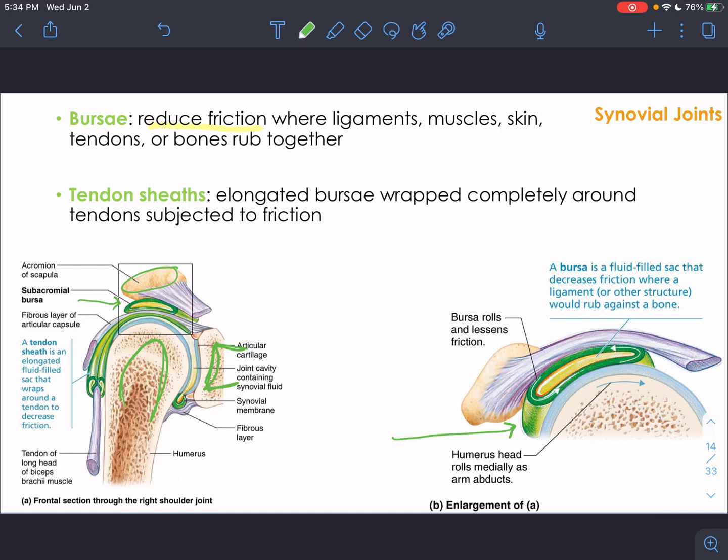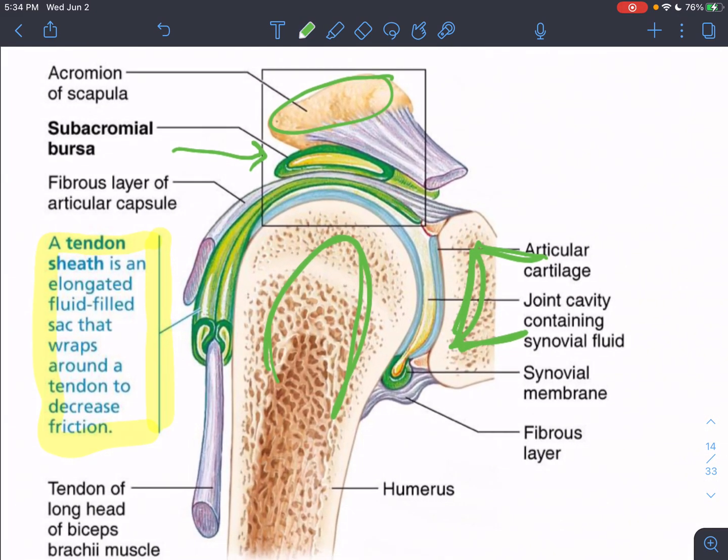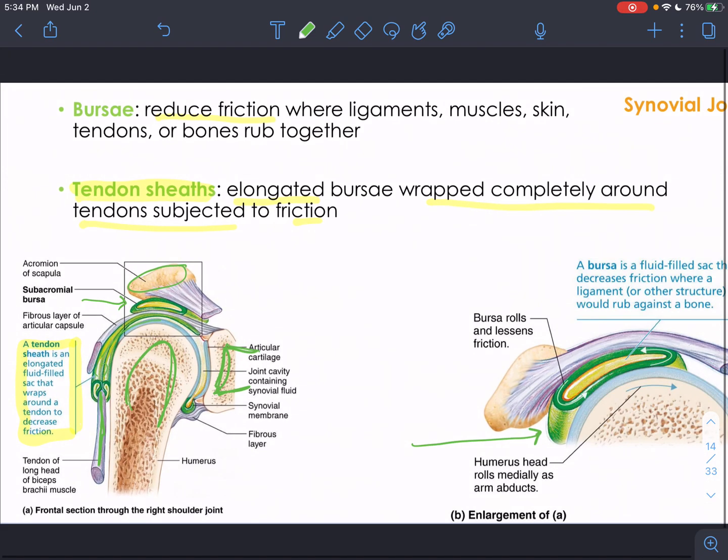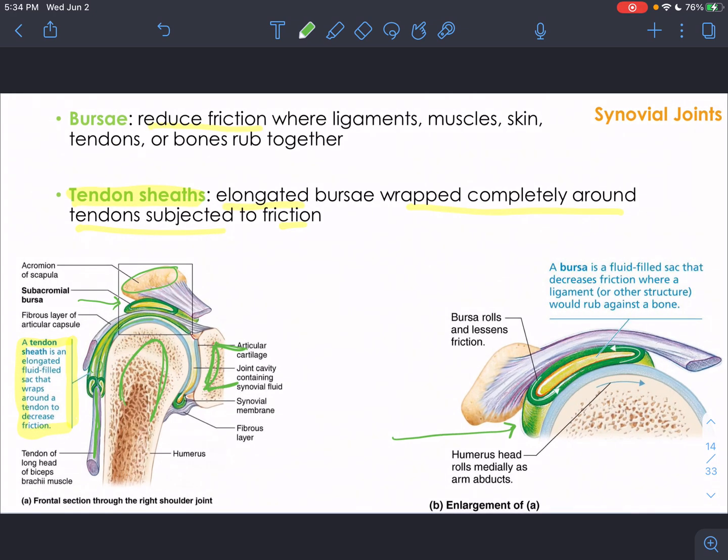Okay, we also have tendon sheaths, which are similar to bursa. They're kind of these like little balls, but they're elongated. And they're going to be wrapped completely around tendons that are subjected to extreme friction. Okay, so again, in this image here, we can see this part, the tendon sheath, this whole area is going to wrap around the tendon, which is this part. It's going to wrap around the tendon that goes around our humerus here, and just, again, provide a little bit of extra protection in areas that have a lot of friction.